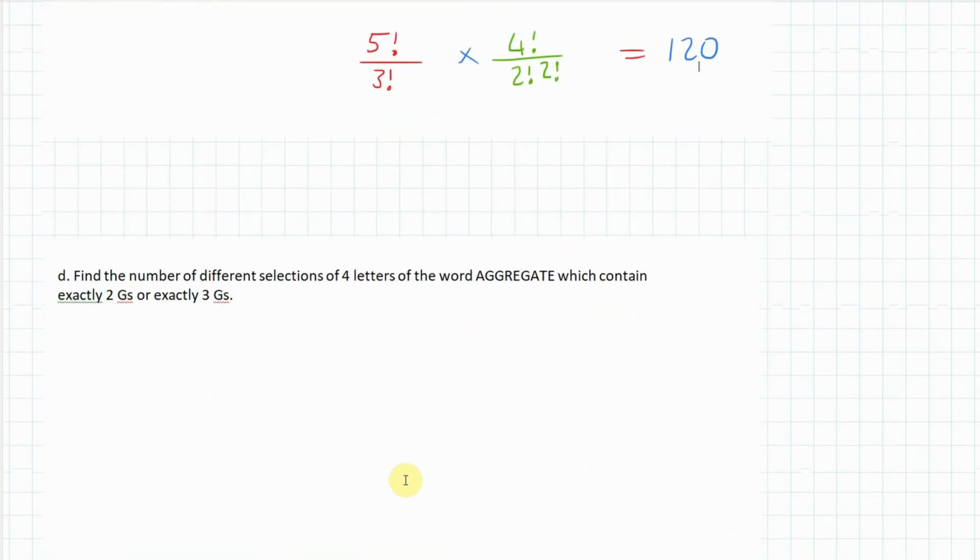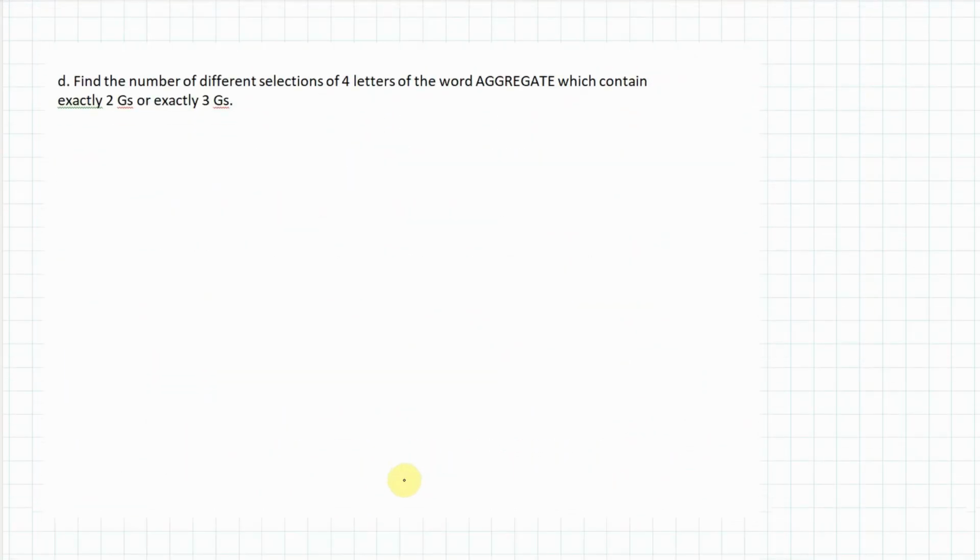Now the last one here is the number of different selections of 4 letters of the word aggregate which contain exactly 2 G's or exactly 3 G's. So let's start with the 2 G's. So I've got G, G, and then what am I allowed to choose from? The rest of the letters that I can choose from are A, R, E, A, T, E, because I'm not allowed another G.